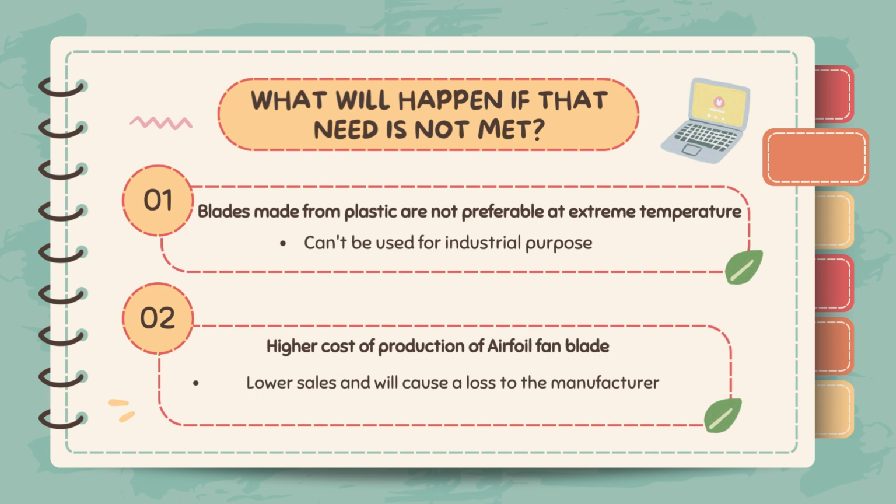If the need is not met, then problems will be faced. For example, blades that are made from plastic are not preferable at extreme temperatures. This means that plastic can't be exposed to heat or it will start to melt due to the atoms' inability to vibrate quickly. This situation means a plastic blade fan can't be used for industrial purposes because not only is it not big enough, but it is also not heat resistant enough to be used as industrial equipment.